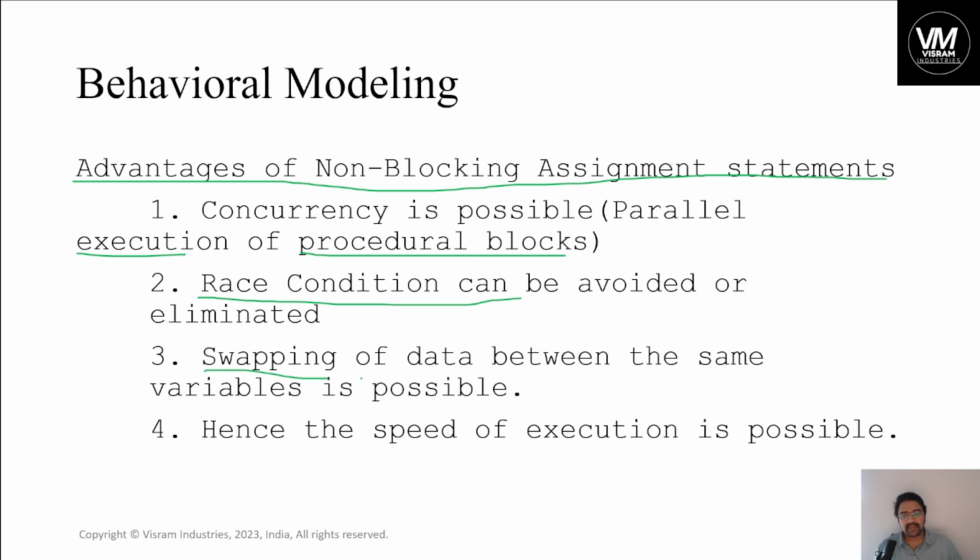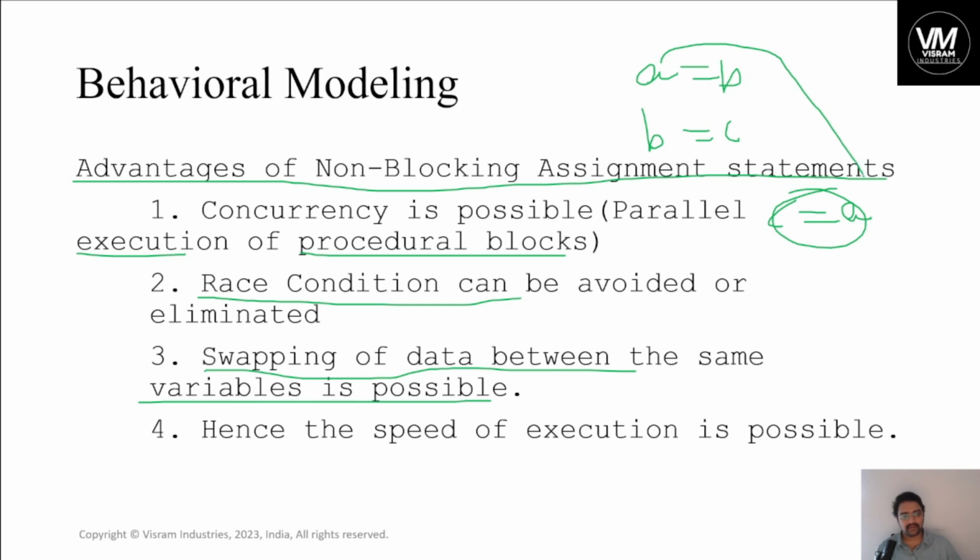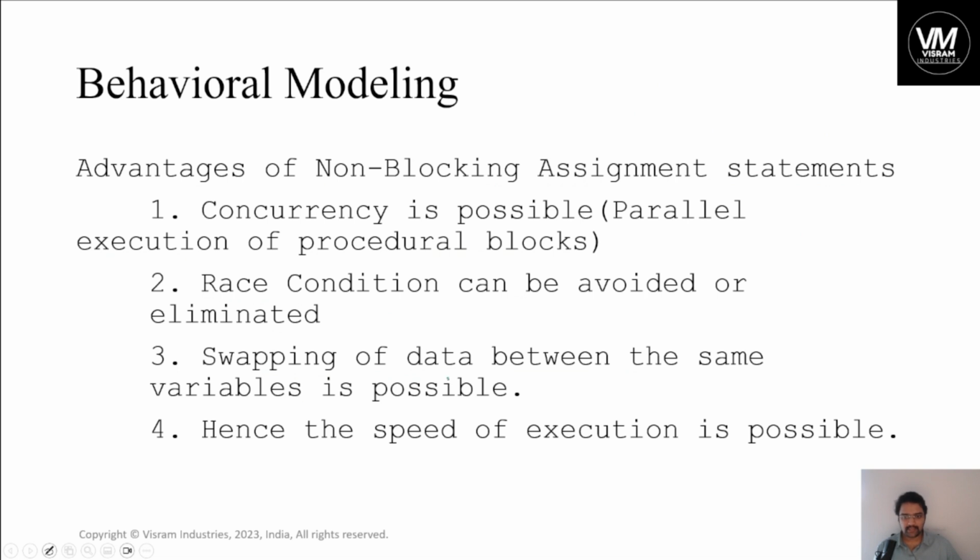The other advantage is swapping of data between variables. For example, if A is equal to B and B is equal to C, now C can be A. Whatever variable data you have in A, you can write it in C. Understood? So these are the advantages, hence speed of execution is possible because of parallel execution.